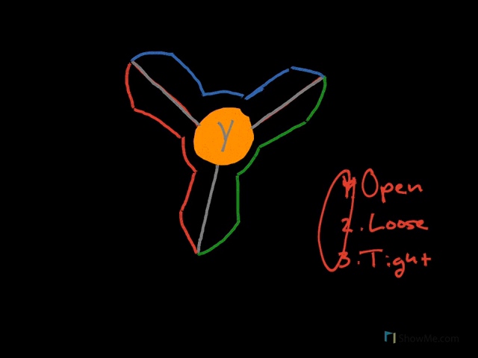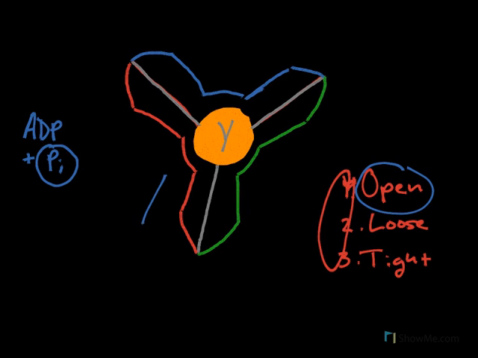The way this works is, depending on the conformation of the site, there will be a change in affinity for ADP and an inorganic phosphate. If a site is open, it will have just given off a completed molecule of ATP, and it will be ready to pick up another pair of ADP and inorganic phosphate. So that is open.